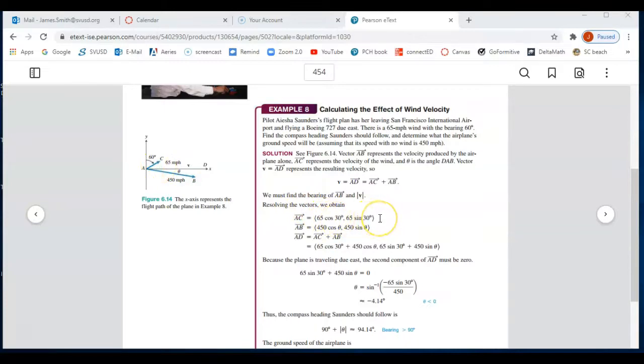So there's the vector of AC, which is the wind. The vector of the airplane, again, this one's traveling at 450 miles per hour, so 450 is the magnitude, but we don't know this angle. And so that's what we have to figure out, is what is theta. So here's the setup for AB. Notice they just left theta as theta because we don't know what that is yet. If I add this vector to this vector, it's going to look like this, right?